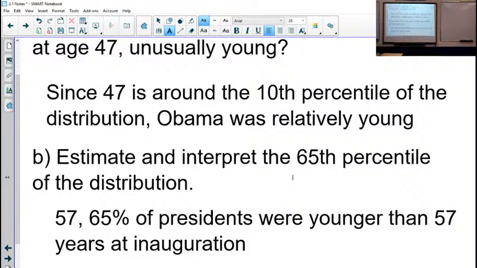Questions on that so far? So that's percentiles and interpreting percentiles.